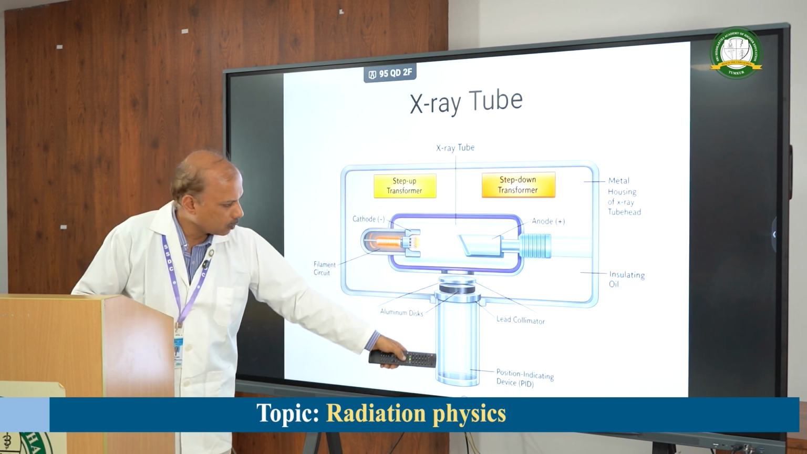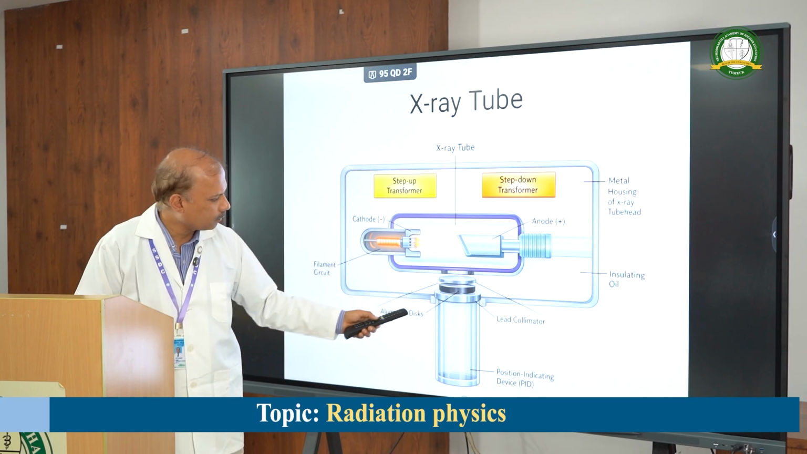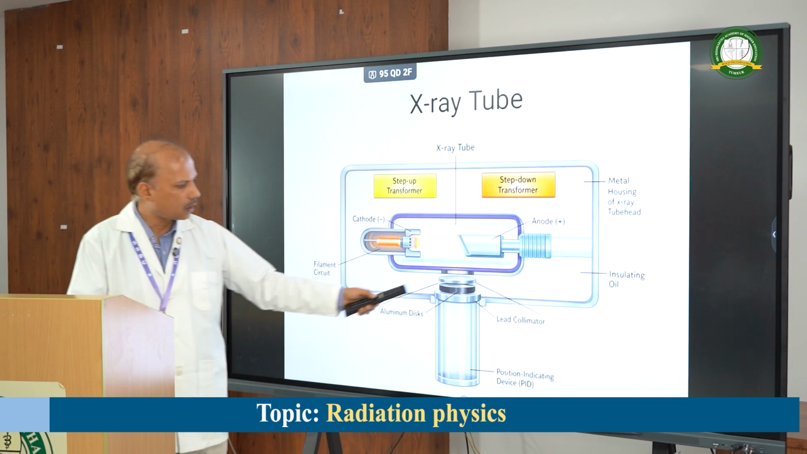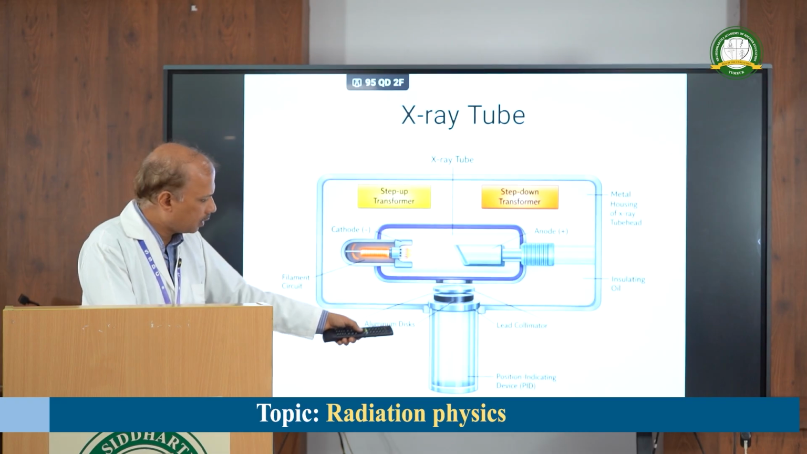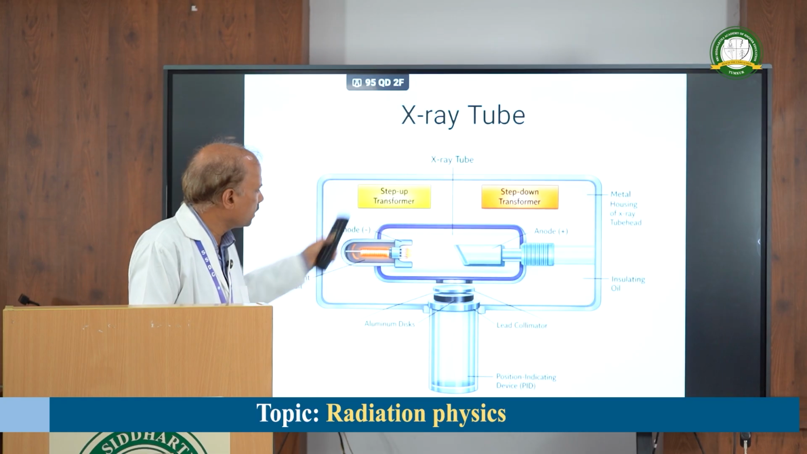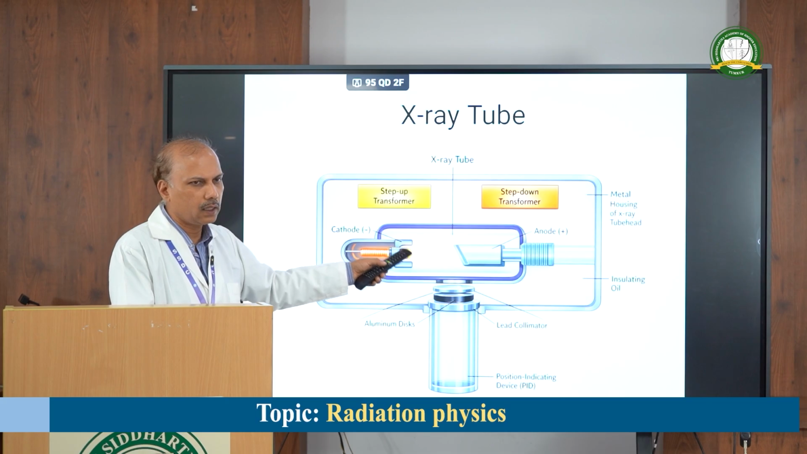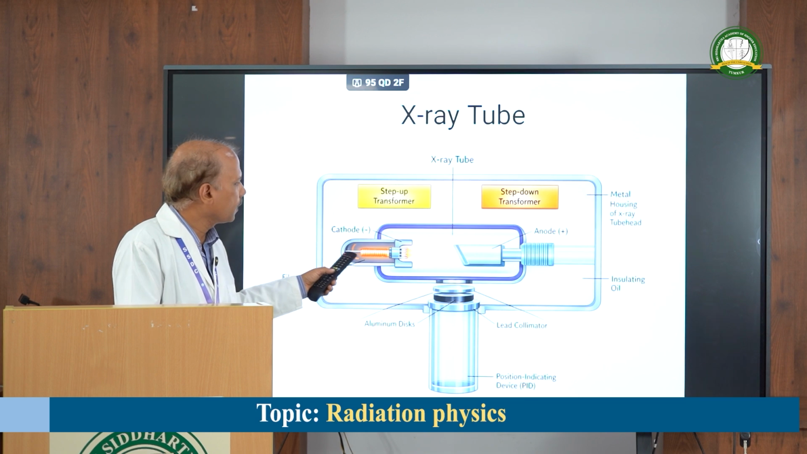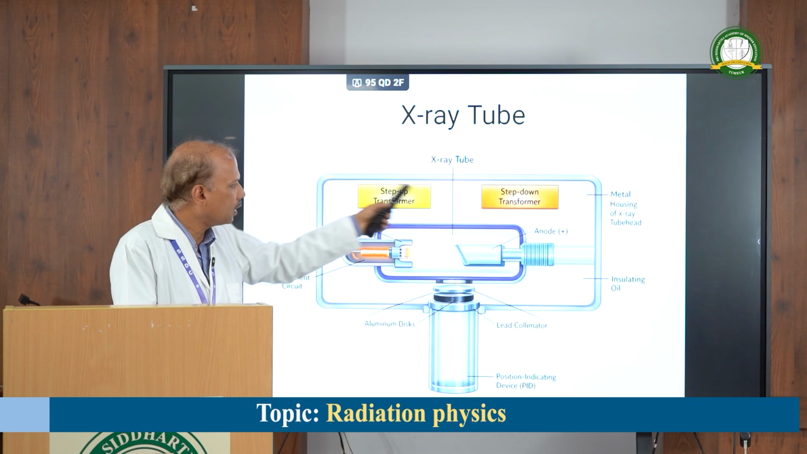Then there is a position indicating device, and the lead collimator, and the aluminum disc. This is a filter. This filters out the low energy X-rays and allows the high energy X-rays. The collimator shapes the beam and restricts the beam to a particular area. And there is an oil seal, and inside this you have a mineral oil. It dissipates the heat. Most of the energy in an X-ray tube is converted into heat, and that is dissipated through this oil. It also helps in restricting short circuits within the X-ray tube.